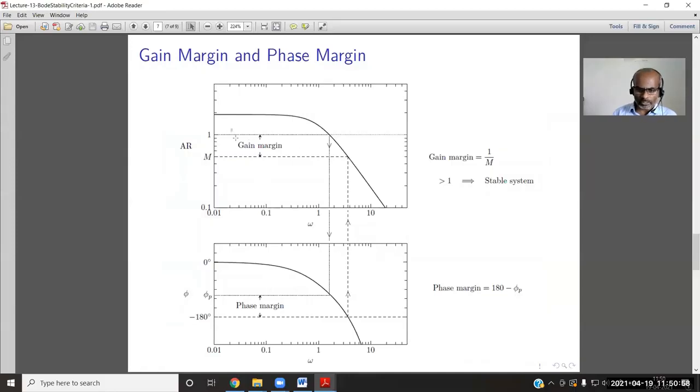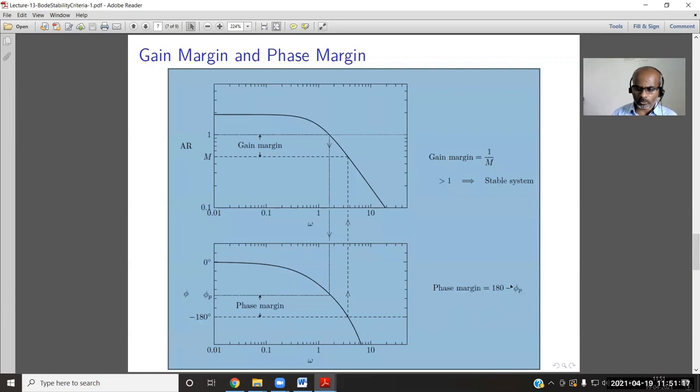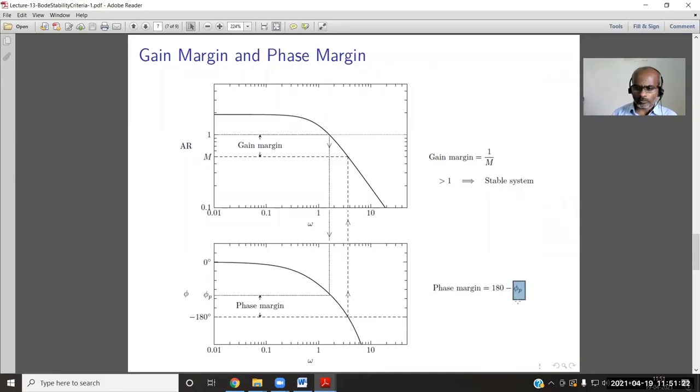There are also related concepts like gain margin and phase margin. These are normally used for controller settings. Normally a positive gain margin and positive phase margin are required. Phase margin is 180 minus the phase lag of the system. Say the phase lag is somewhere around 150, so 180 minus 150 will be 30 degrees in this case.